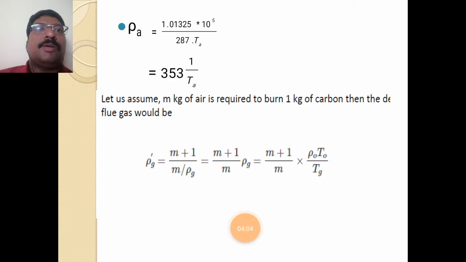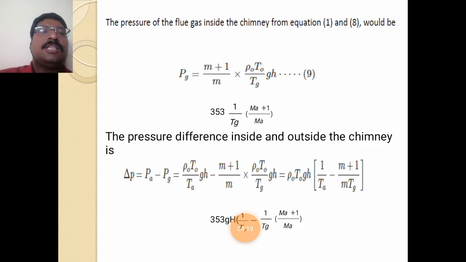So if you calculate that, we used to get 353 by Ta, that is the density of air. Similarly, if we calculate the density of gas, we get (Ma plus 1) by Ma into rho naught T0 by Tg. If we further calculate this, we get density of gas as 353 by Tg into (Ma plus 1) by Ma. If you apply the density of gas and density of air in the static draught, we get the static draught as delta P is equal to 353 g H (1 by Ta minus 1 by Tg into (Ma plus 1) by Ma).